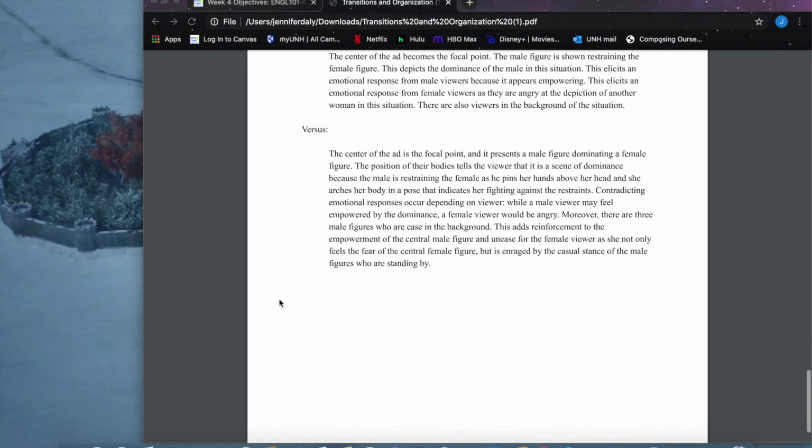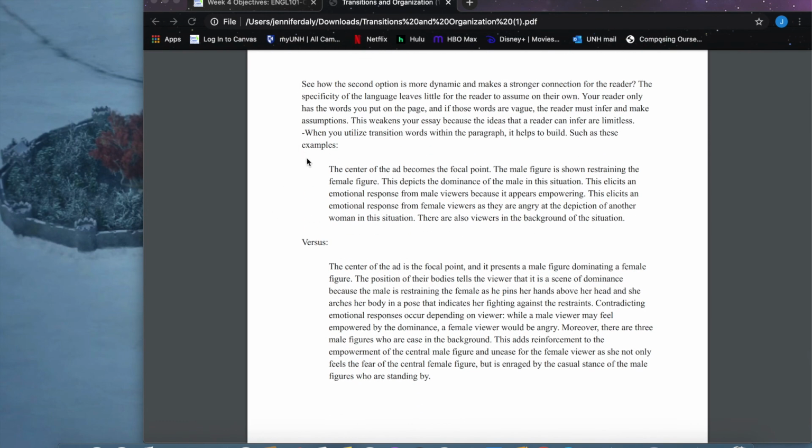All right, and so closing with these two examples, okay? So the center of the ad becomes the focal point. The male figure is shown restraining the female figure. This depicts the dominance of the male in the situation. This elicits an emotional response from male viewers because it appears empowering. This elicits an emotional response from female viewers as they are angry at the depiction of another woman in this situation. There are also viewers in the background of the situation.